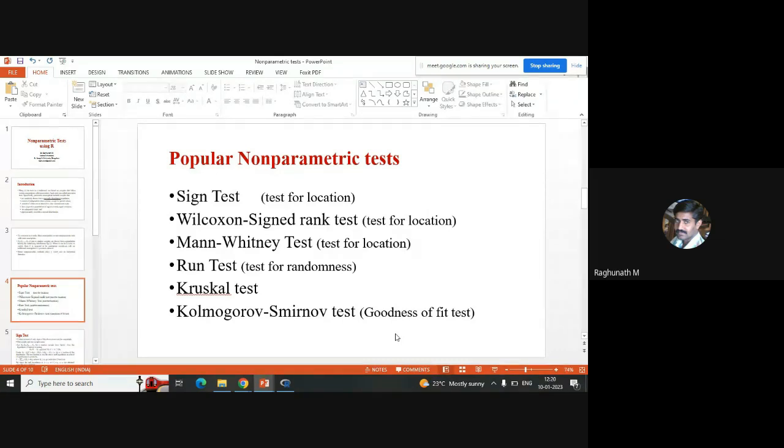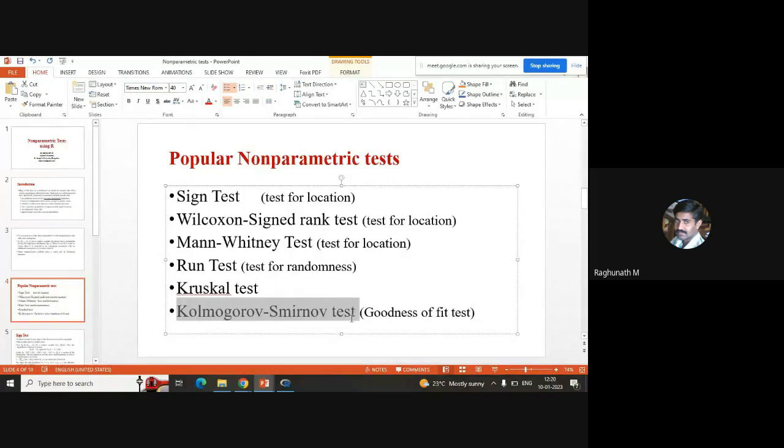I will tell you what you mean by sign test. In 1948, Frank Wilcoxon developed this one, and later on it has been updated as the Mann-Whitney-Wilcoxon test, but I am just naming it the Mann-Whitney test. Then comes the run test. The Kruskal test I will see, if possible, I will cover this one. But the Kolmogorov-Smirnov test, I will talk about the goodness of fit. Yesterday I told about the goodness of fit test. Now let me start with the sign test.